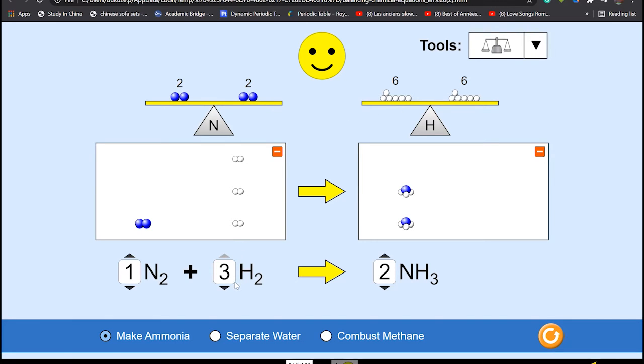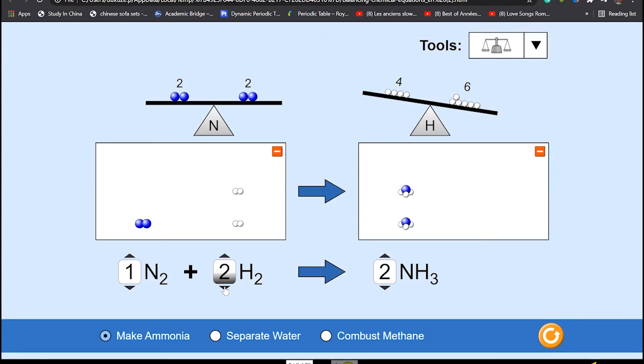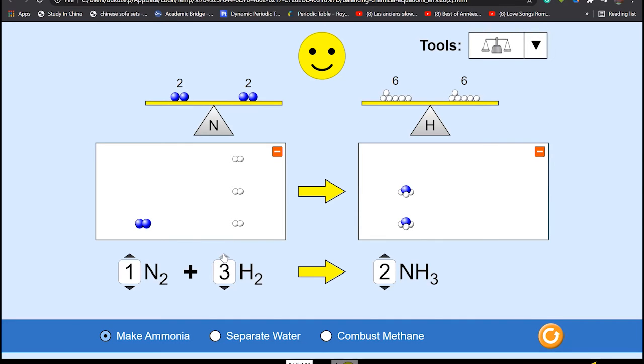Now, what happens when your equation is not balanced? Let me reduce this to 2. See, for nitrogen, it's balanced, 2 and 2 on both sides, but for hydrogen, here we have 4 and here we have 6. So it's not balanced. So we have to increase it by 1, and we get our equation balanced.